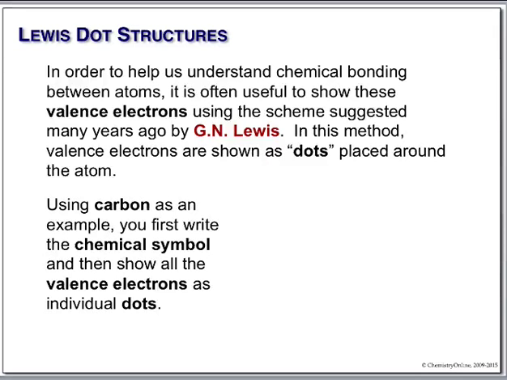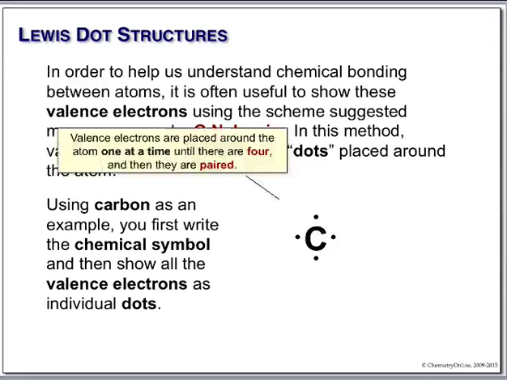Lewis structures are good because they help us develop an appreciation for bonding. If you forgot, the way you do it is you start off with a chemical symbol. So for carbon, that's a C. We have four valence electrons. Lewis said we're going to put four dots around our symbol, one to represent each electron. Once we add more than four, we will pair them up, but four go in singly first. So the Lewis structure for carbon, very simply, looks like this.